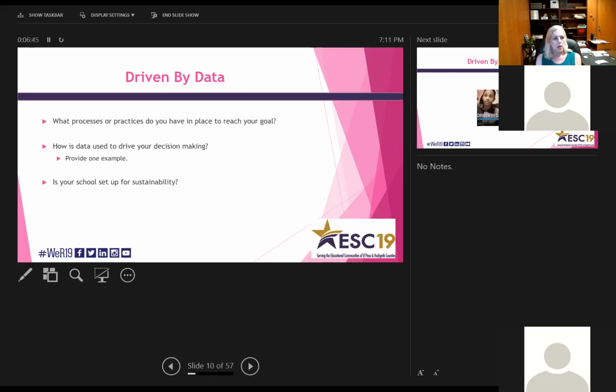Okay? So 3 of the questions in the book, Driven by Data, by Paul Bambrick-Santoyo, are kind of like the 4 questions DuFour has in the PLC model. These are the 3 that Paul has in Driven by Data. What processes or practices do you have in place to reach your goal? How is data used to drive your decision making? And is your school set up for sustainability? If your school really hasn't been doing a lot with data, or maybe it's time to refocus, these are great questions to sit and work through as a faculty or as a department or as a team to get your mindset around the idea of data.